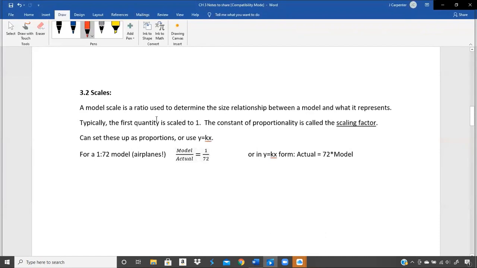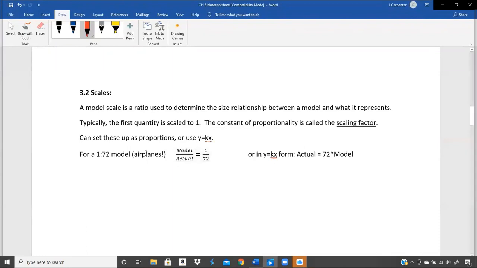Again, typically the model quantity is scaled to 1. When I say first here, I'm saying the model, the smaller of the two things, because when we make a model, we're generally going to make it smaller. Why would you make a model that's bigger than the actual thing? Now, yes, there are cases where that's true. If you have something ridiculously teeny, say you're trying to make a model of an atom, then you're going to increase the size. So maybe I don't want to say it's rare, but it is less often, I feel like. Usually we're scaling things down, but there's certainly instances where we want to scale them up.